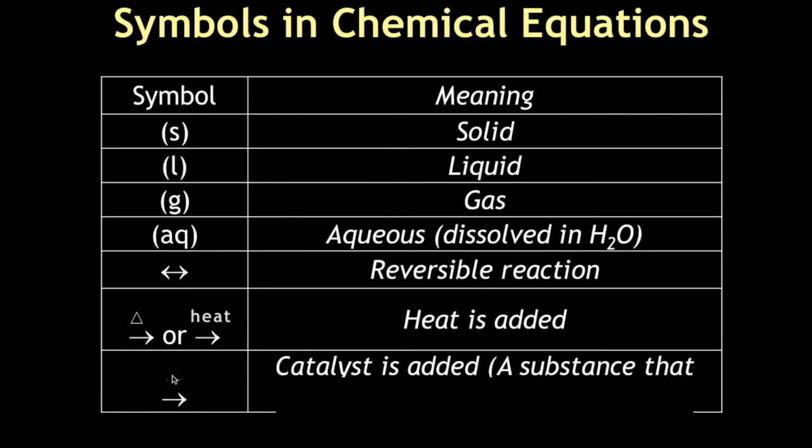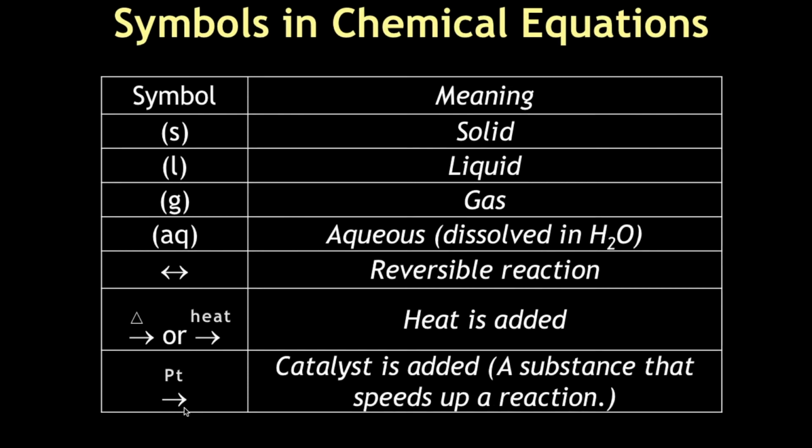If you have something above your arrow, that would indicate a catalyst, or something that speeds up a reaction. You should have learned that last year in biology when you learned about enzymes. Sometimes reactions will occur, but too slowly for us to observe, so we need to add a catalyst to it.